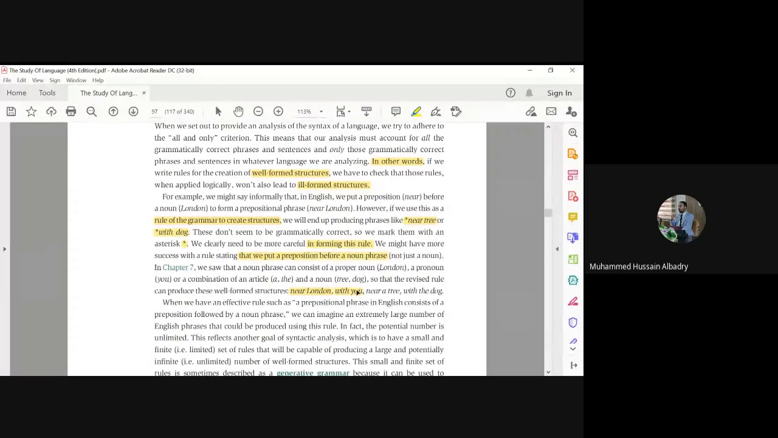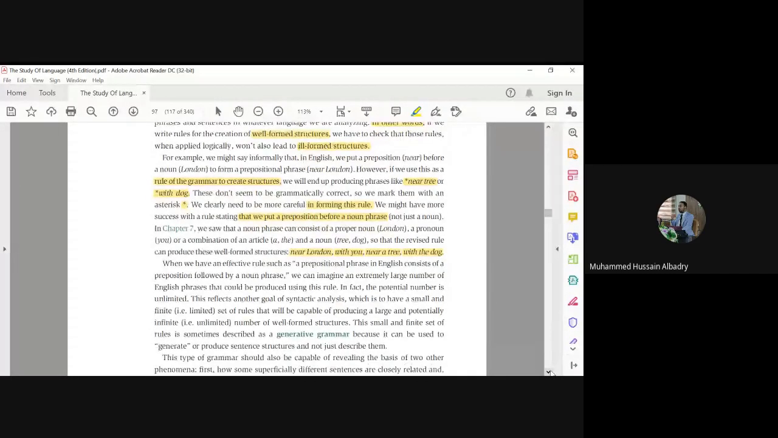Noun phrase here, we have a pronoun. Preposition before noun phrase, article and noun. You see, this rule is good, it's applicable, it's grammatical. So we have to be very careful in creating a grammatical rule that can be applied to many phrases, in order for these phrases to be grammatical.